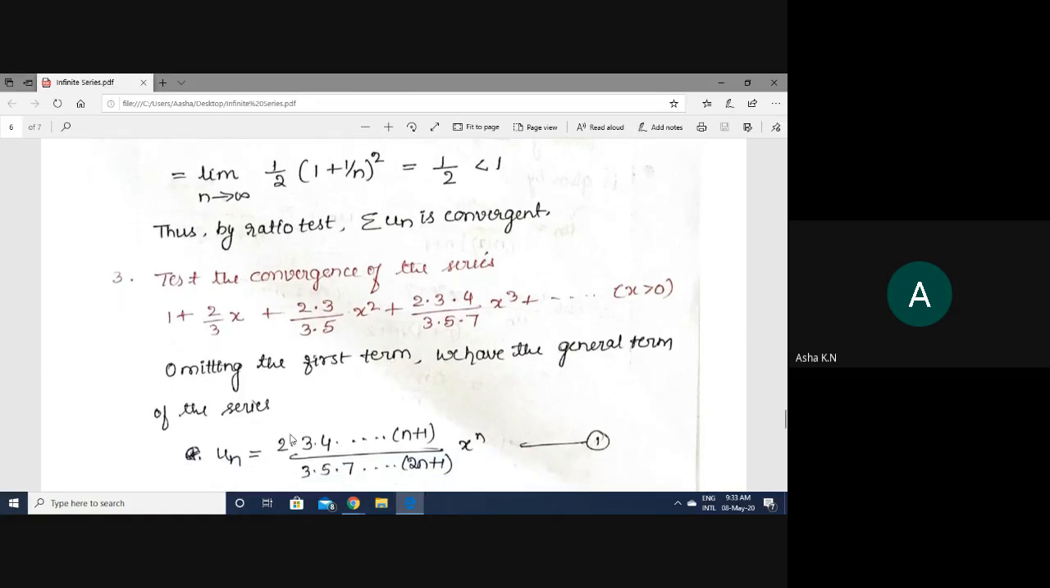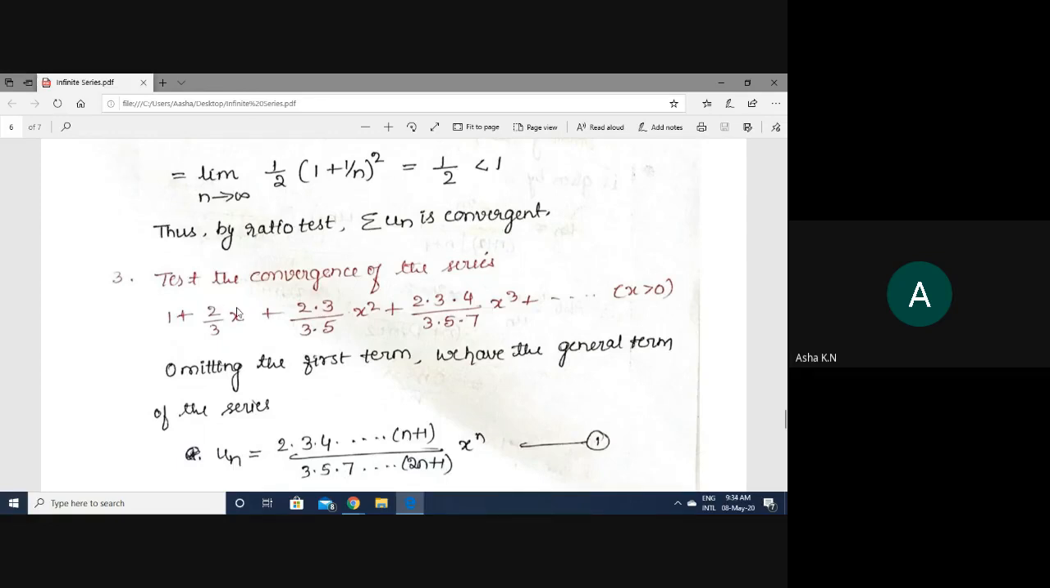Odd numbers, you can either go for arithmetic progression, or you can just see that odd numbers usually we write as 2n minus 1 or 2n plus 1, right? Suppose you take 2n minus 1. If n is 1, it becomes 2 into 1 minus 1, which is 1. But denominator is 3. Suppose you take 2n plus 1: 2 plus 1 is 3, then 2 into 2 plus 1, which is 5. So nth term is 2n plus 1. 3 into 5 into 7, etc., up to 2n plus 1.